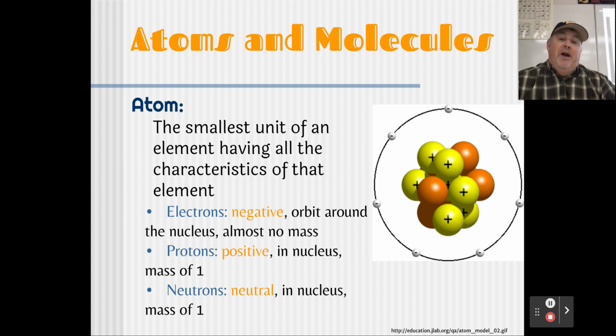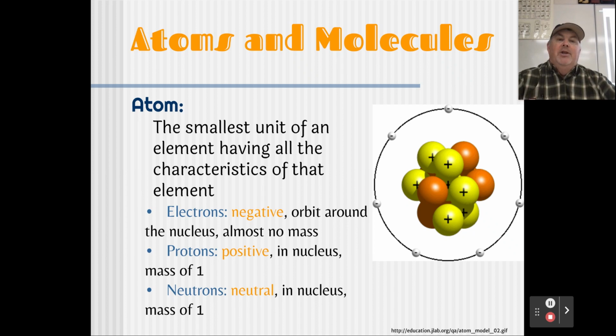Two of these can be found within the central core. So if you look at the diagram down below, you'll notice that the yellow has a plus sign, and then the orange doesn't have anything. This is the neutrons. The positives are my protons, and they're all in the center of the atom. That means this is the nucleus. It's a term that we've used before.